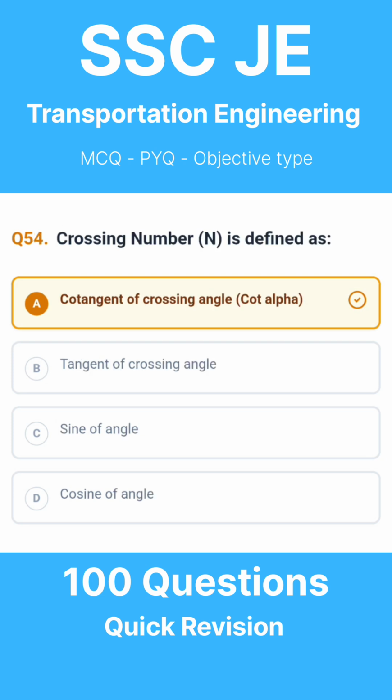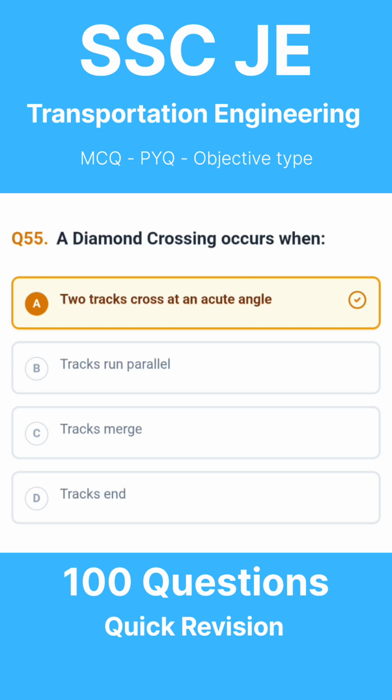Question 54. Crossing number n is defined as. The correct answer is cotangent of crossing angle, cot alpha. Question 55. A diamond crossing occurs when. The correct answer is two tracks cross at an acute angle.